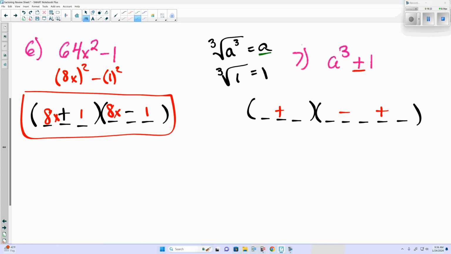A is our first term because a cubed came first. So in the parentheses, our first spot would be a. In the bigger one, we'd have a squared, a to the first, and then no a term. Our second spot is going to be with our 1. So we have 1. With our a squared, we don't put a 1. In the middle, we would have our 1 to the first power, and then in our last spot, we would have 1 squared.